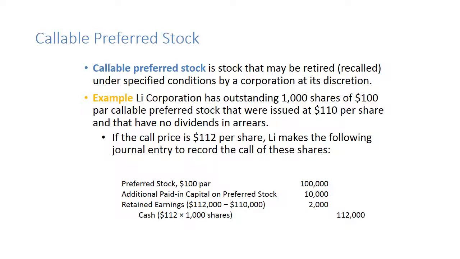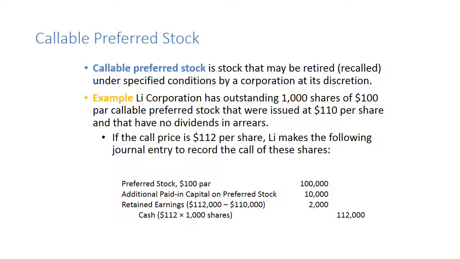Lee makes the following journal entry to record the call of these shares. First, they'll remove the preferred stock. They're calling it and retiring it, all 100,000 par value. 100 times 1,000 shares. The excess $10 per share that they originally sold it for must be removed from additional paid-in capital, or the 10,000. We'll credit cash for the amount of cash they have to pay to call it back, $112 a share times the 1,000 shares. The difference, or the excess cash they paid, is debited to retained earnings.